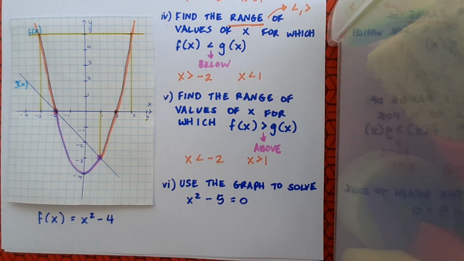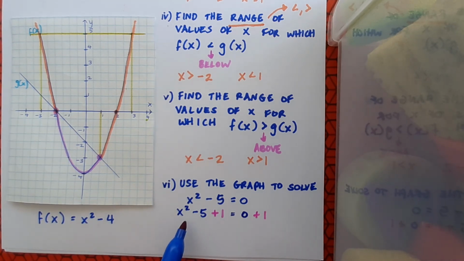So to get from -5 to -4, I can add 1. But of course, with an equation, I can't just do something on one side, I have to do it on both sides. So I'll add 1 on the right-hand side as well. So now I can tidy up what I have here on the left to be x squared minus 4, which I know is my f of x function. And the right-hand side is just 1.